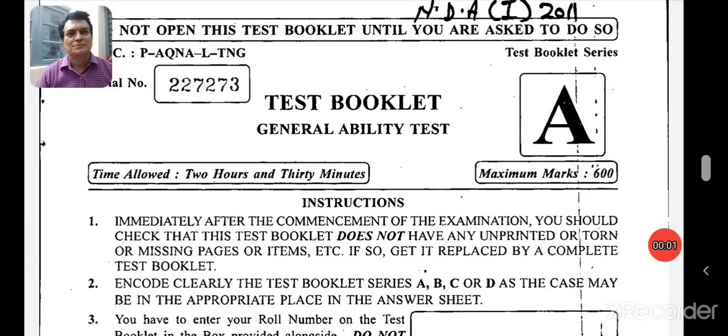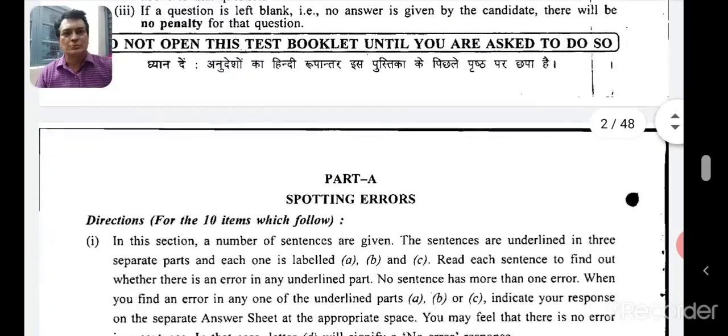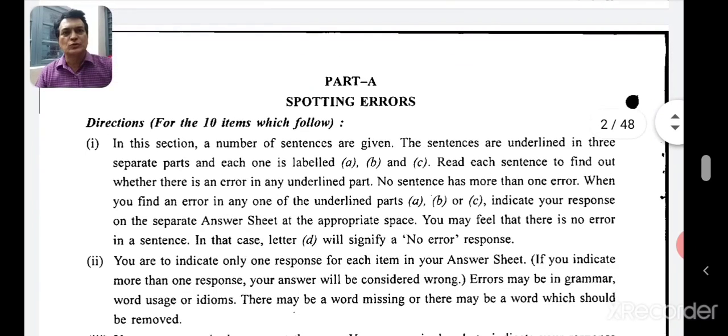Hello children, let us today take up the India GAT question paper of the year 2011. So let's discuss the questions of this GAT question paper. The first question, which is there in part A, which deals with the English section, is spotting errors.